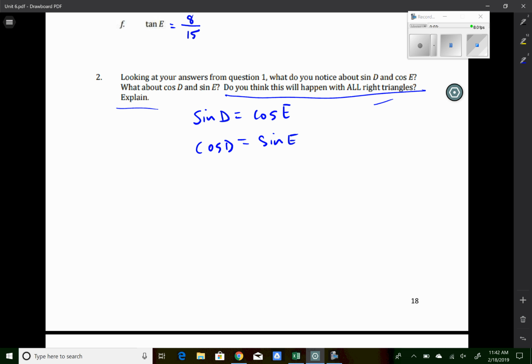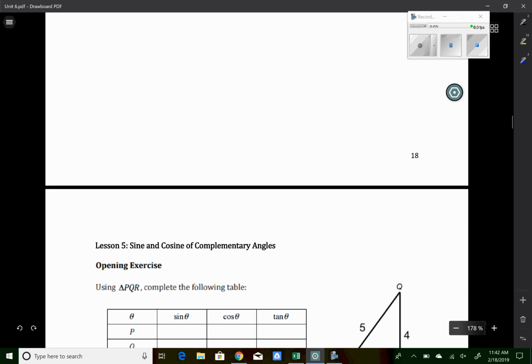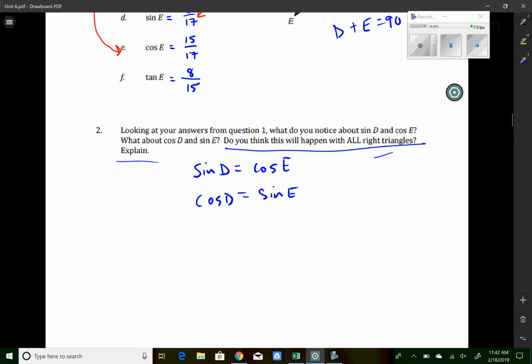If you don't fully understand number 2, don't worry about it, because that's what we're going to be talking about the whole lesson in lesson number 5 tomorrow.